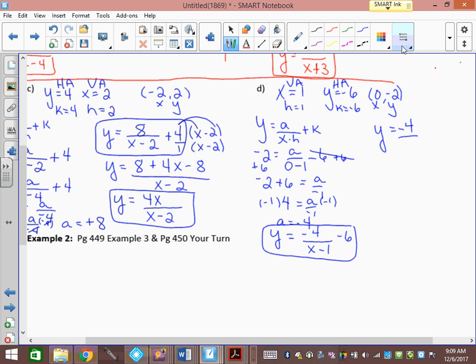The whiteboards. Where are they? I think they're on there. I think so.